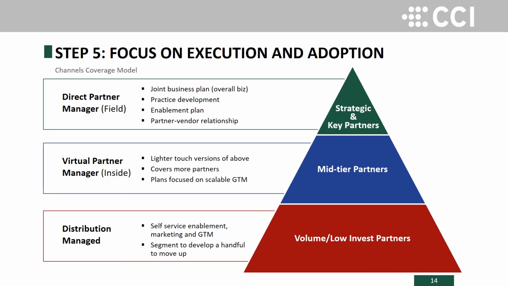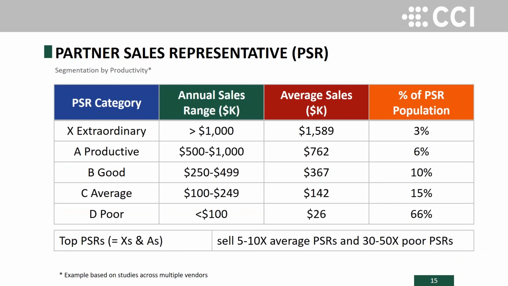And the point of this is that probably a handful of these partners are going to move up in the next year to the mid-tier, so this becomes a training ground for developing your next generation, but also helping to get the productivity out of the bottom tier, realizing that you don't have enough resources to cover them all yourself.